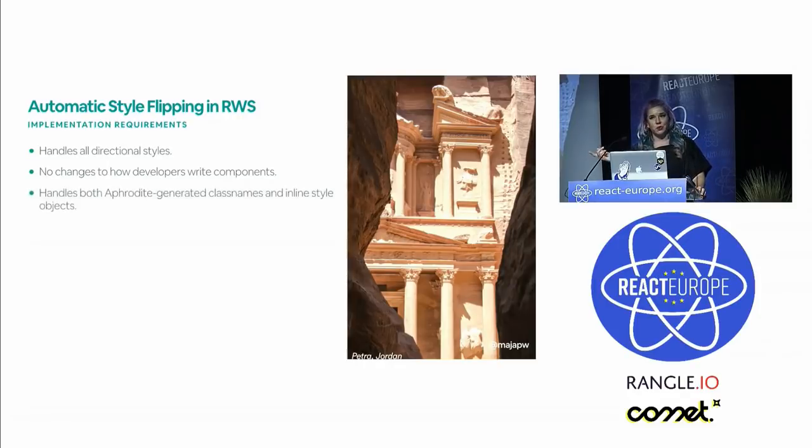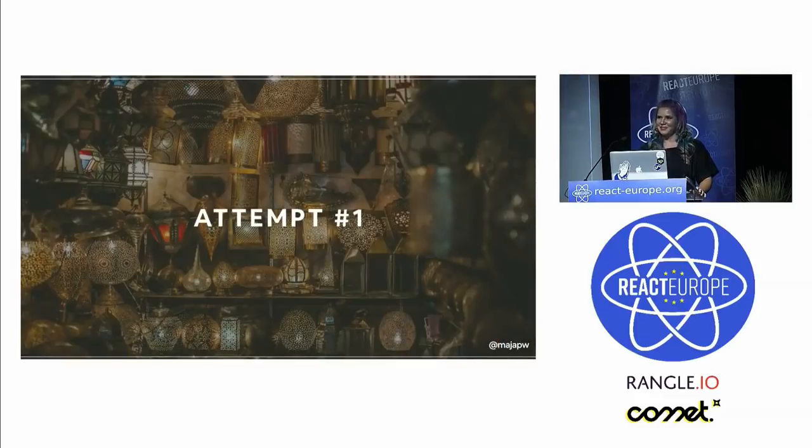We wanted to handle both the Aphrodite-generated class names and the inline style objects, just in case there was something that needed to be flipped there. And what's more is we wanted to have minimal performance impact. That's a lot of the reason we actually ended up choosing Aphrodite as our solution, and we wanted to maintain that strategy moving forward. So, attempt number one.